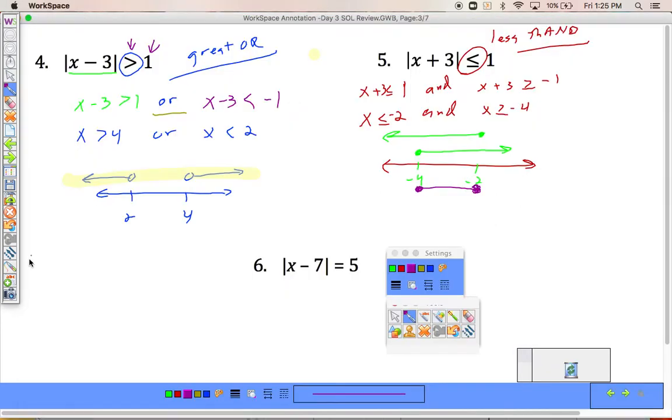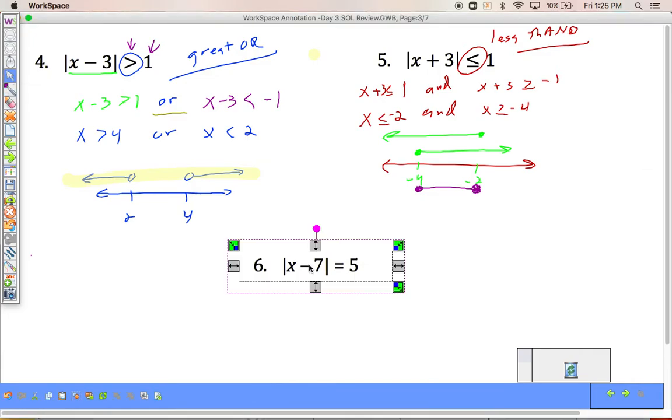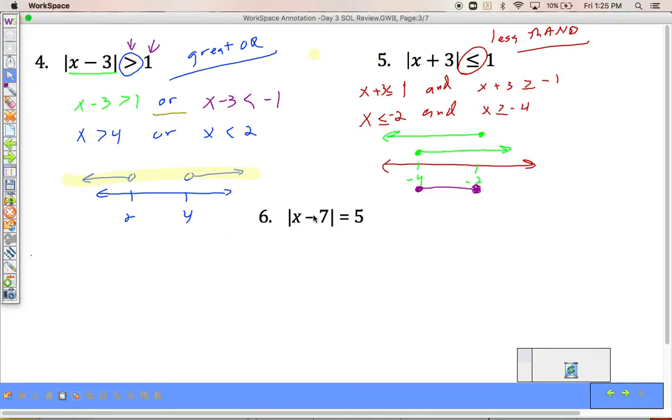All right, number 5, absolute value equation. A little bit simpler. We don't have to graph. But we're still going to find two answers. I'm going to write two equations here. I'm going to write x minus 7 equals 5, and x minus 7 equals the opposite, which is -5. So I write x minus 7 equals a 5 and a -5.